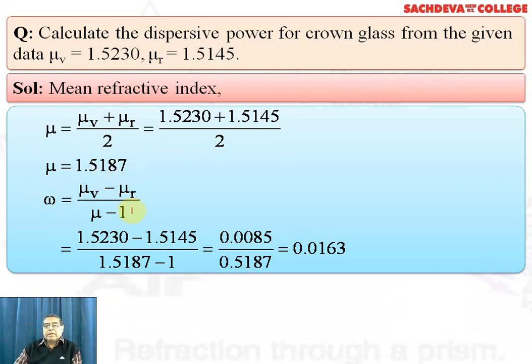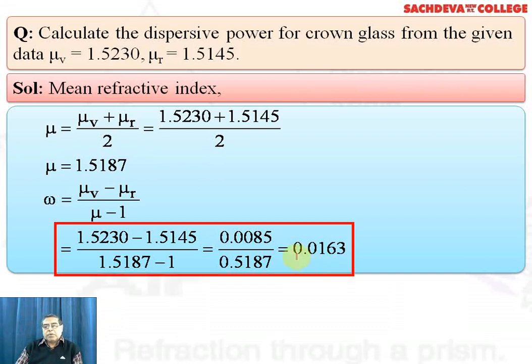Now we wanted to find dispersive power, that is omega. So omega is calculated by the formula, that is refractive index for violet minus refractive index for red divided by mu minus 1, that is refractive index minus 1. So subject of equation is omega. All the values like mu V, mu R and mu, all the numbers are being given to us. So we have to just make substitutions, addition, subtraction and division. So omega is 0.0163 after calculations.